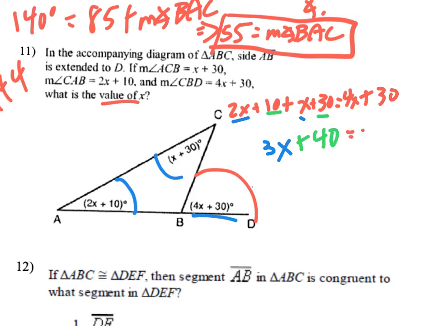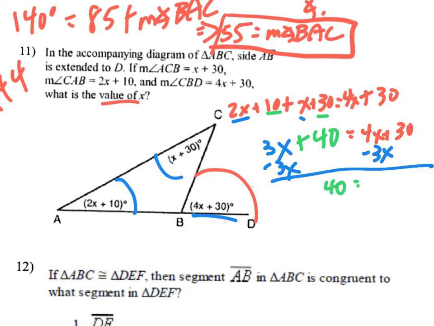Now, I didn't do anything to my right-hand side because I don't have any like terms on that side, but I'm going to start isolating my variable now, right? So in order to isolate my variable, I'm actually going to subtract 3x on both sides. So I get 40 equals 1x plus 30. And then I'm going to subtract 30 on both sides, right? So I'm going to subtract 30 here to get 10 equals x.